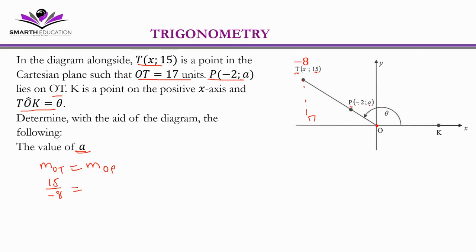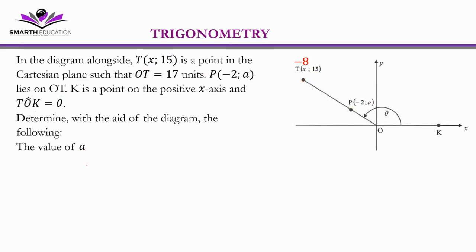Which is Y, which is A minus 0, is A. Then negative 2 minus 0 is negative 2. Cross multiply. A times negative 8 is negative 8A. I'm cross multiplying like this. 15 times negative 2, that is negative 30. We want to find A, so we're going to divide by negative 8 on both sides of the equation. So it's negative 30 divided by negative 8. So A is equal to 15 over 4.